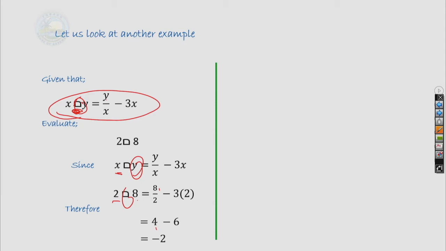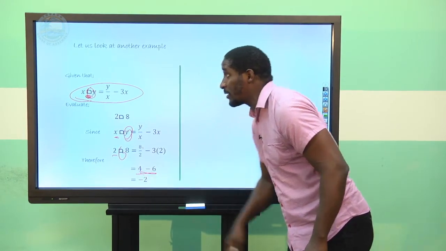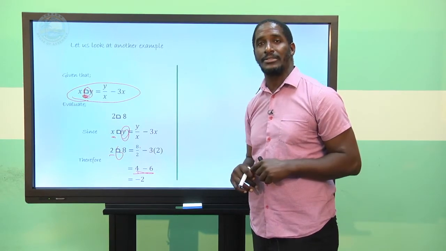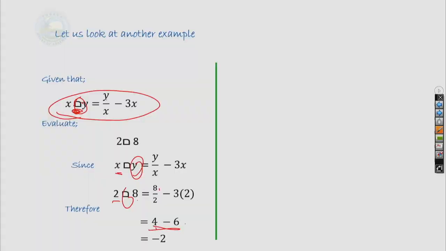Again, remember we did the laws of integers in the previous videos. 4 minus 6: the signs are different, so subtract the smaller from the bigger. Once we are adding or subtracting integers and the signs are different, we subtract the smaller from the bigger and carry the sign of the bigger.